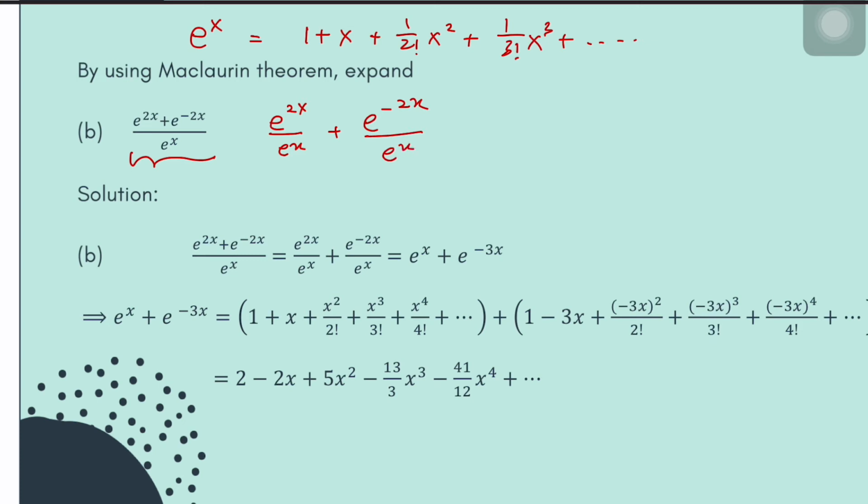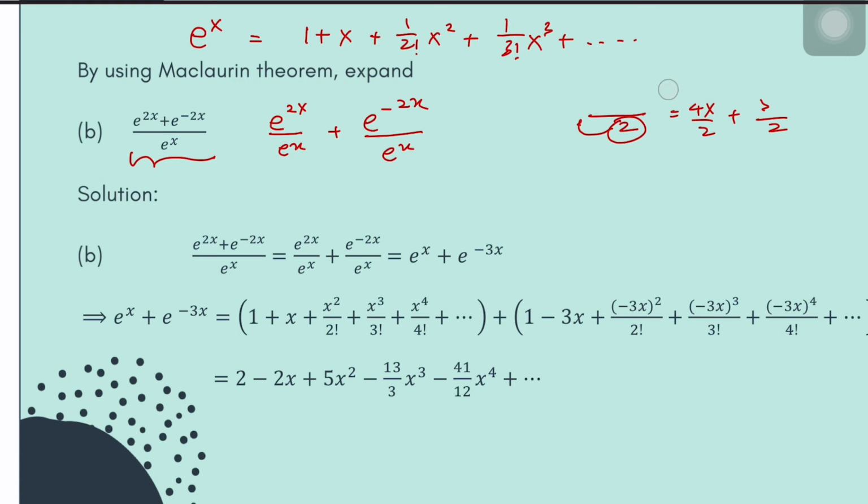It goes the same as if you have, for example, 4x plus 3 over 2. You can actually separate it and give each one a denominator. So what you have is 4x over 2 plus 3 over 2. Right? So the same goes for this function.